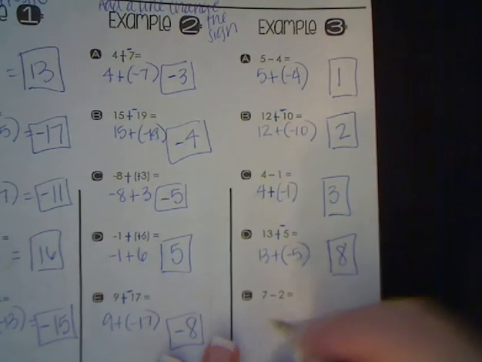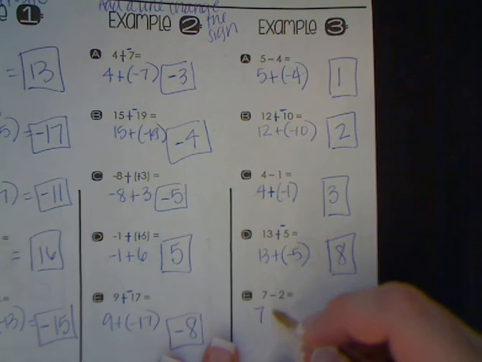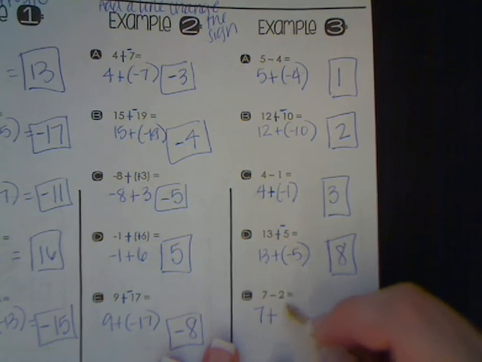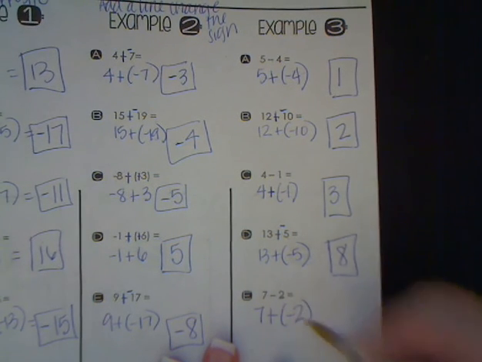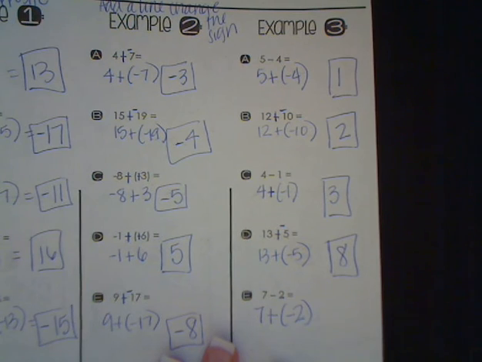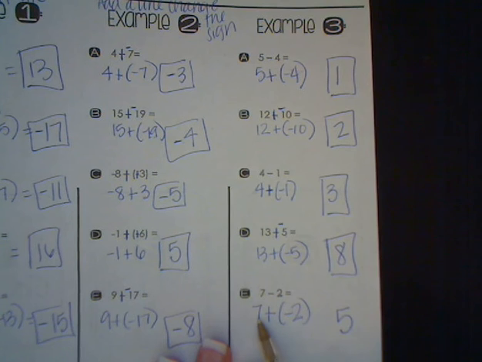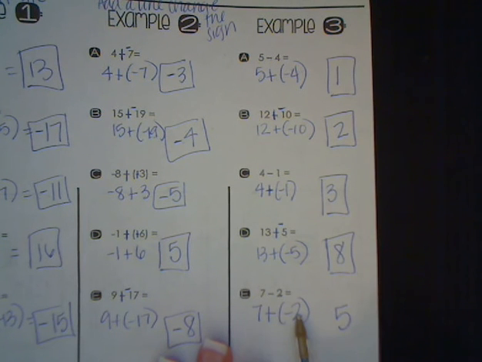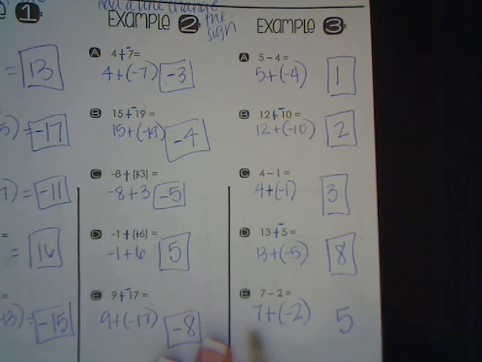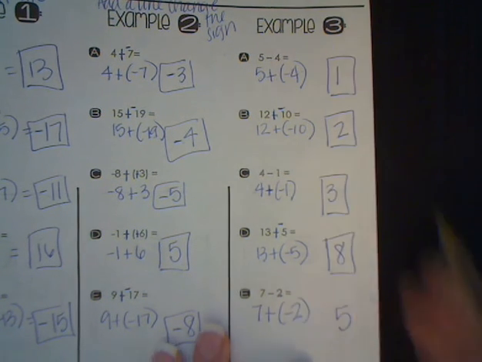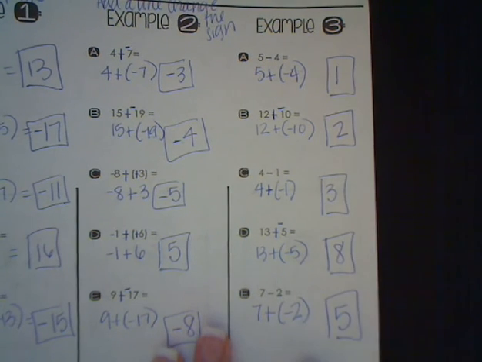Alright, and 7, I'm going to add the opposite. Opposite of positive 2 is negative 2. My signs are different, so I'm going to take the difference. That's a positive, that's a negative. So 7 minus 2 is 5. Which one has the greatest absolute value? That's 7 spaces from 0, and that's only 2. So this one has the greatest absolute value, positive 7. So my answer is positive 5.